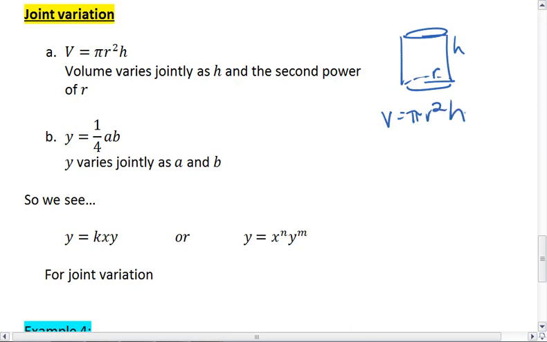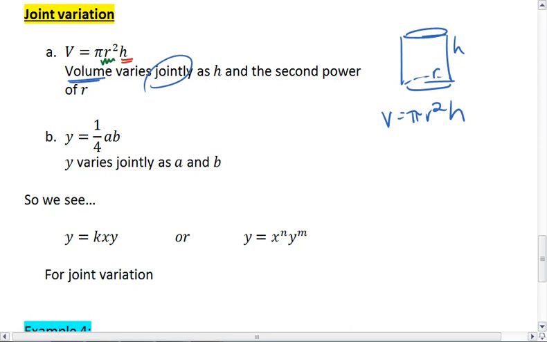This tells us that volume varies jointly as h and the second power of r, or r squared. So we know that as r squared h gets bigger, v gets bigger. And in fact, if we were to just increase h, then v would get bigger. Or if we were to just increase r squared, then v would get bigger.